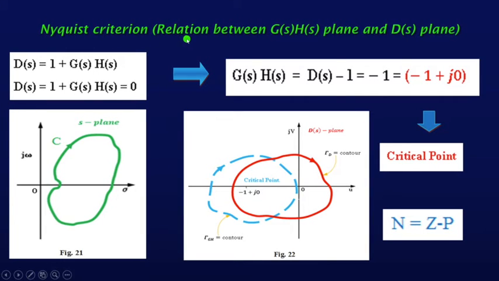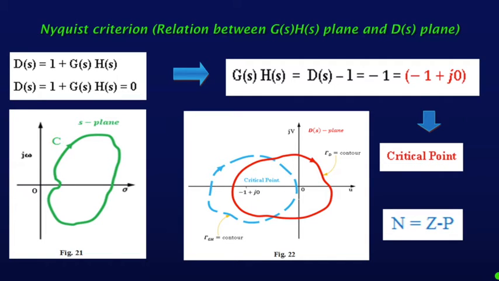Nyquist criterion: relation between GSHS plane and DS plane. The characteristic equation is given by DS equal to 1 plus GS into HS. Find the roots of DS. We can write DS equal to 1 plus GSHS equal to 0. The zeros of DS are the roots of the characteristic equation.